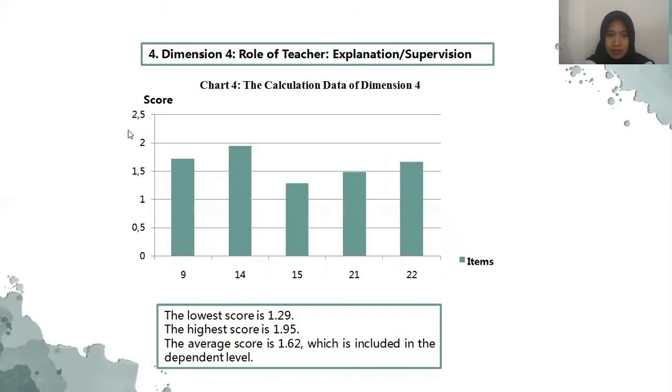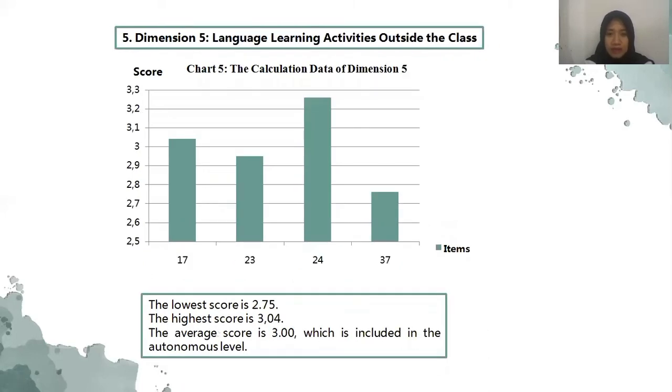And then dimension 4, role of the teacher, or about explanation or supervision. The lowest score in this dimension is 1.29. The highest score in this dimension is 1.95, and the average score is 1.62, which is included in the dependent level. Dimension 5, language learning activities outside the class. The lowest score in this dimension is 2.75. The highest score in this dimension is 3.4, and the average score is 3, which is included in the autonomous level.